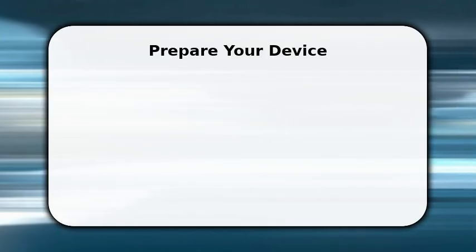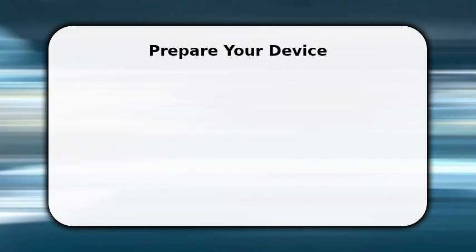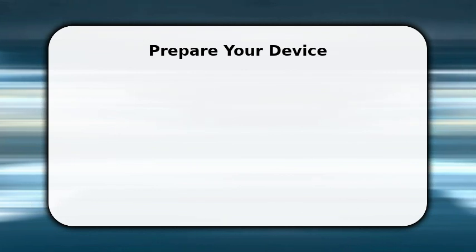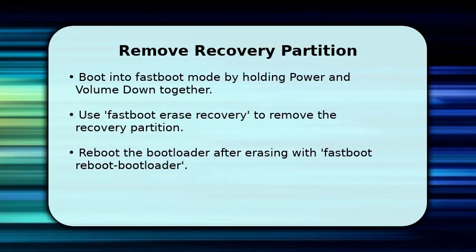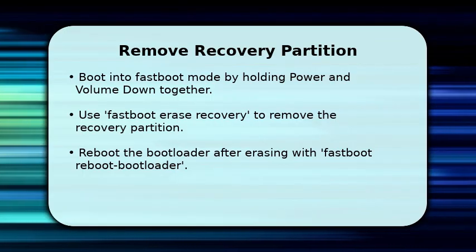Install the Android SDK platform tools on your computer for ADB and fastboot access. Create a folder named Recovery Backup on your desktop to store exported images and logs. Boot into fastboot mode by powering off and holding power and volume down together. Connect the device to your computer with a USB cable and confirm fastboot recognizes it.